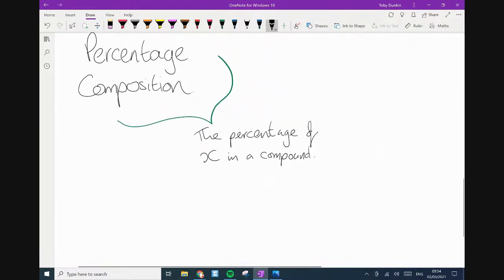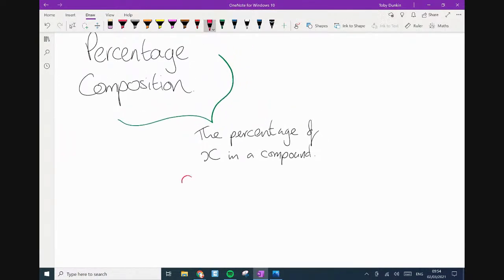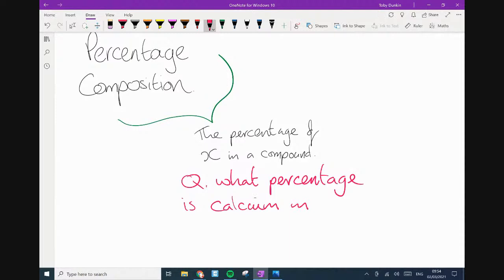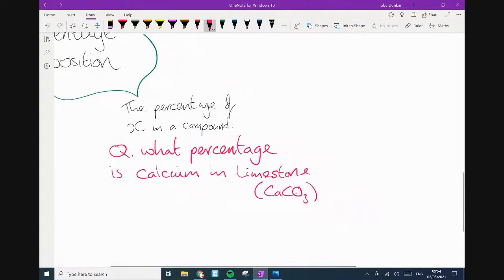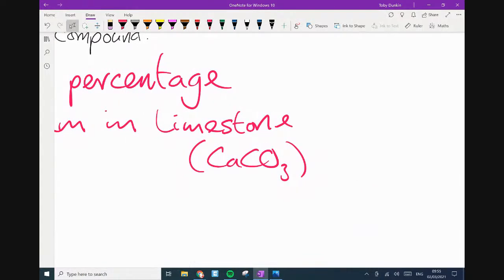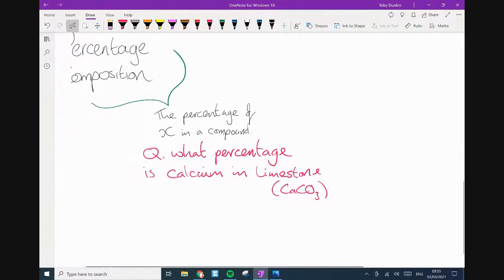What we now need to do is put this into a question context. So, question: what percentage is calcium in limestone? You guys have to know limestone, by the way. You have to know that you can turn the word limestone into its formula. You've got to know that.